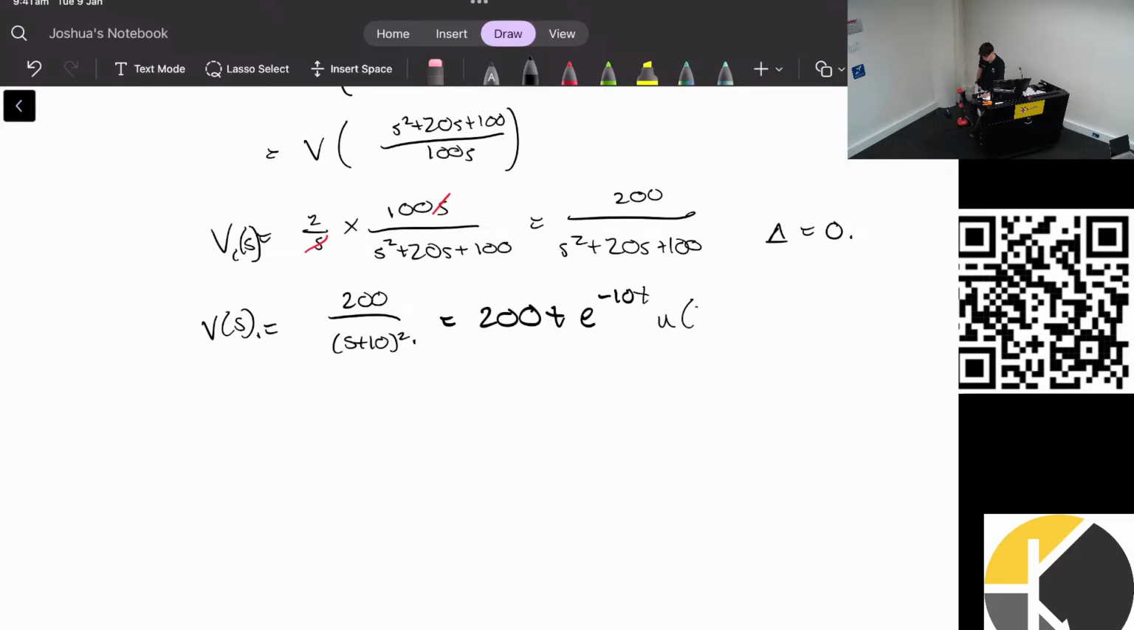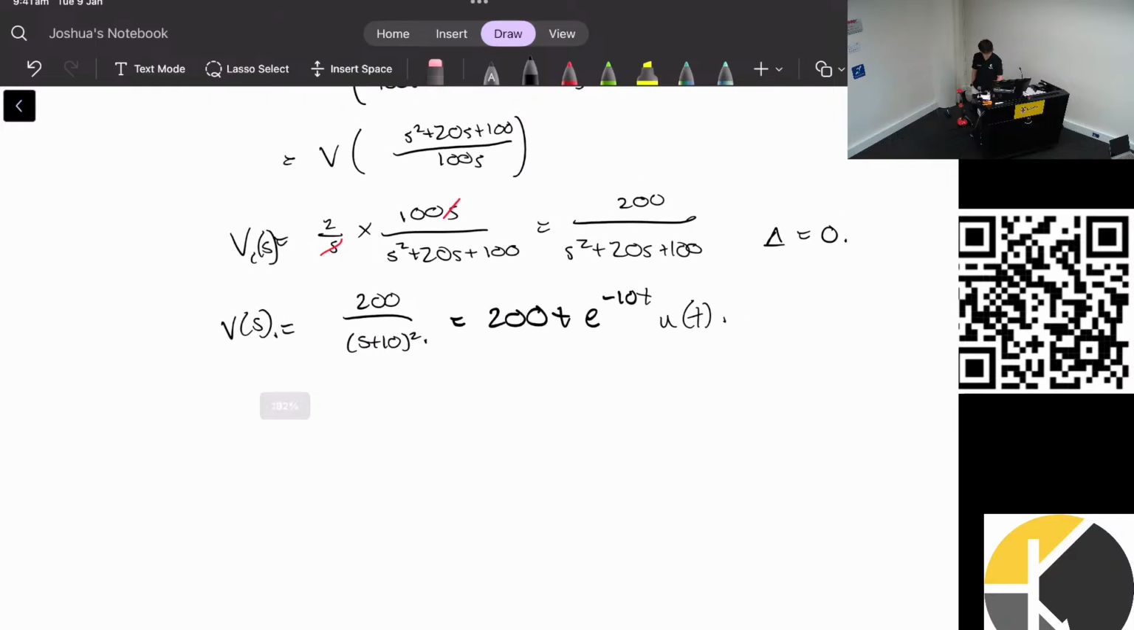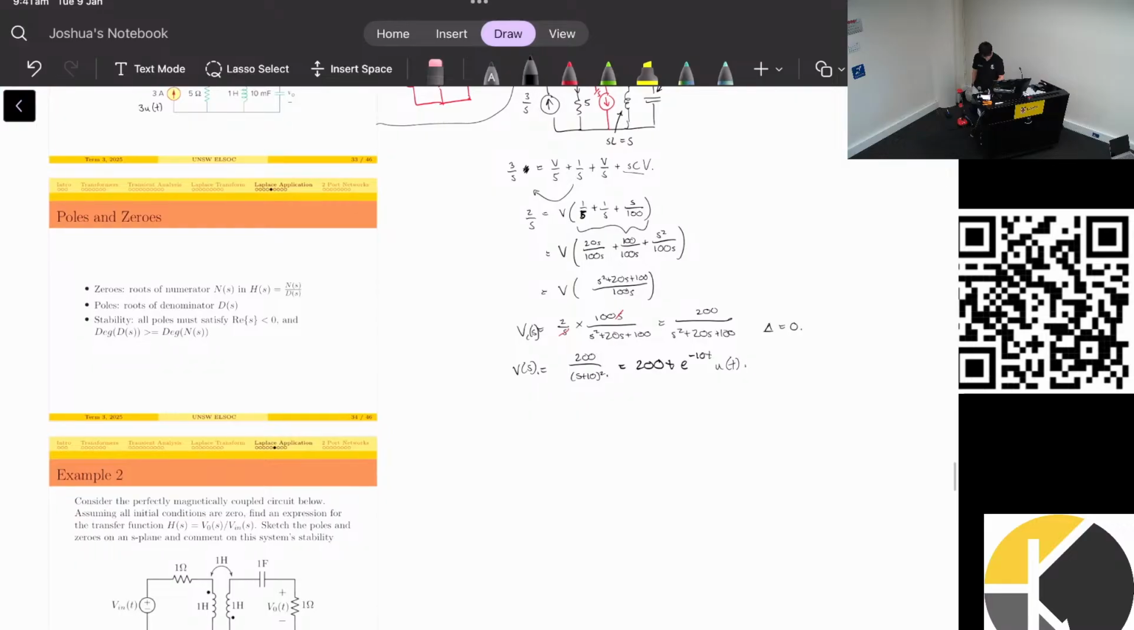And it's good practice to put u of t there, just because the plus is always defined for t greater than 0. Great, so that is that question. All done.